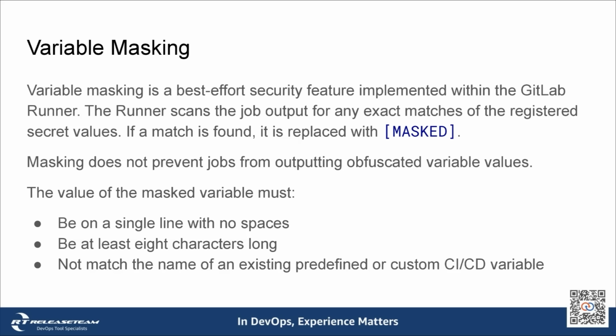Moving on, let's discuss variable masking, a feature designed to prevent secrets from accidentally appearing in your job logs. Variable masking is implemented within the GitLab runner as a best effort security feature. The runner scans the entire job output for any exact matches of your registered secret variable values. If an exact match is detected, it is masked. Masking can frequently fail when a secret is implicitly URL encoded because the log output does not match the known secret.